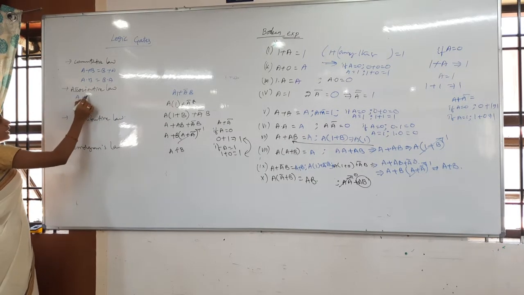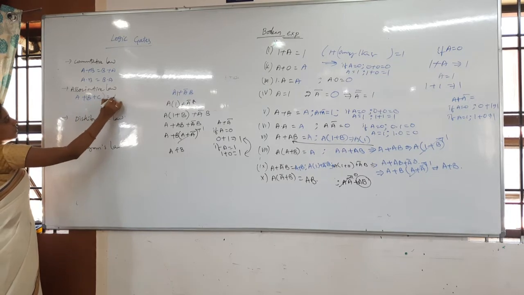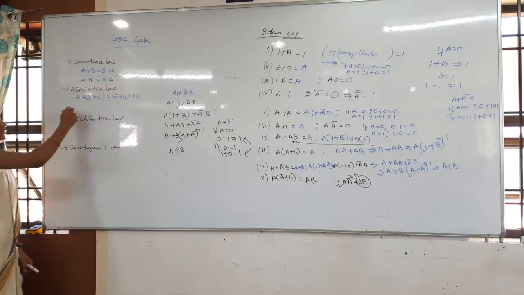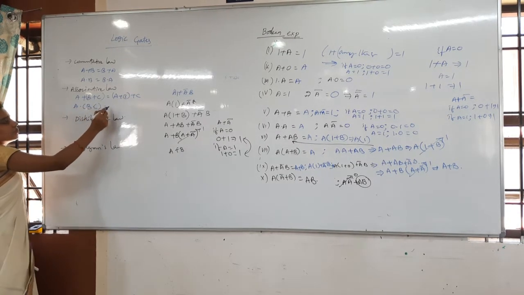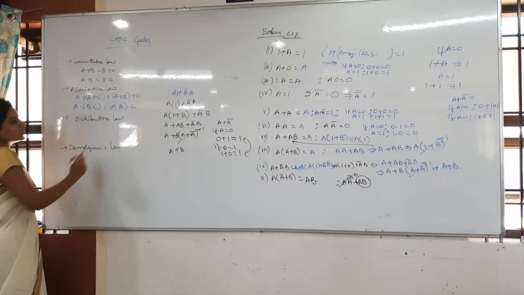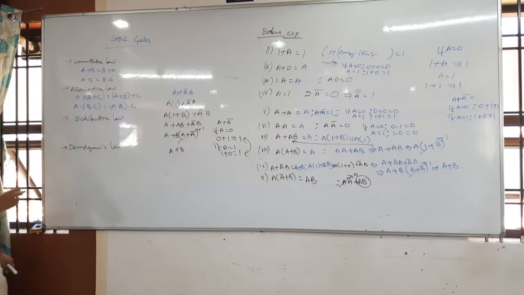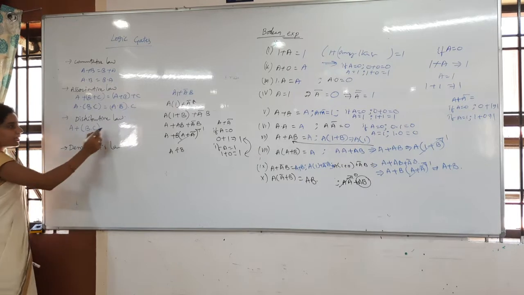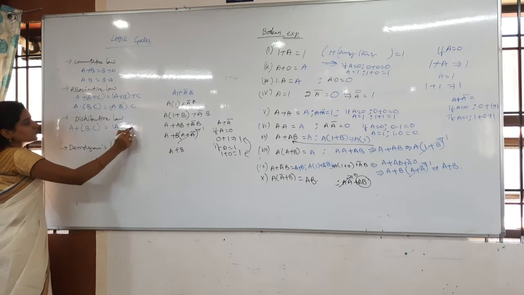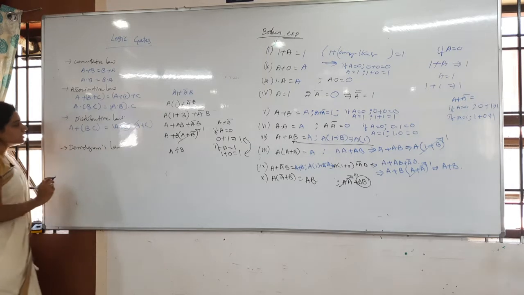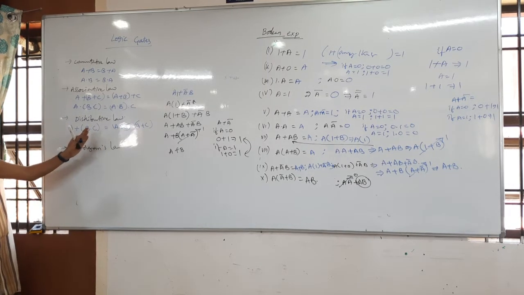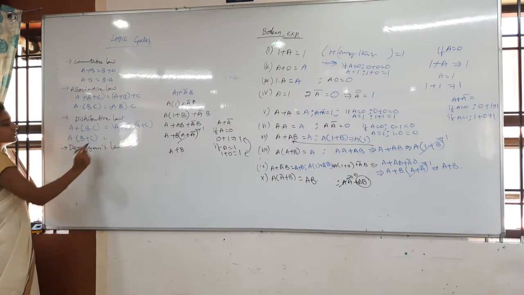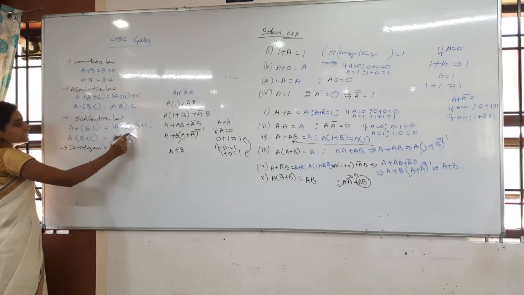Then associative law. Associative law is nothing but A plus B plus C is equals to A plus B plus C, just shifting the brackets, that's it. Then A dot B dot C is equals to A dot B dot C. Then distributive law. A plus B into C I can write as A plus B into A plus C. You are just sending A inside, just multiplying with each and every term. Then A into B plus C is A into B plus A into C.